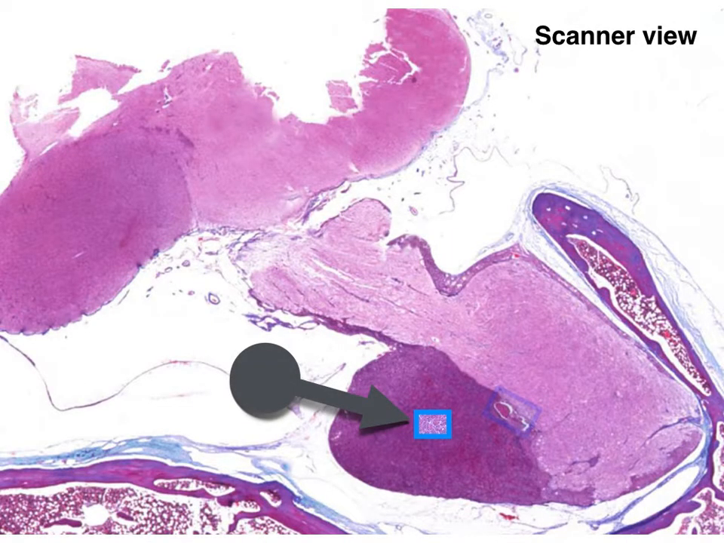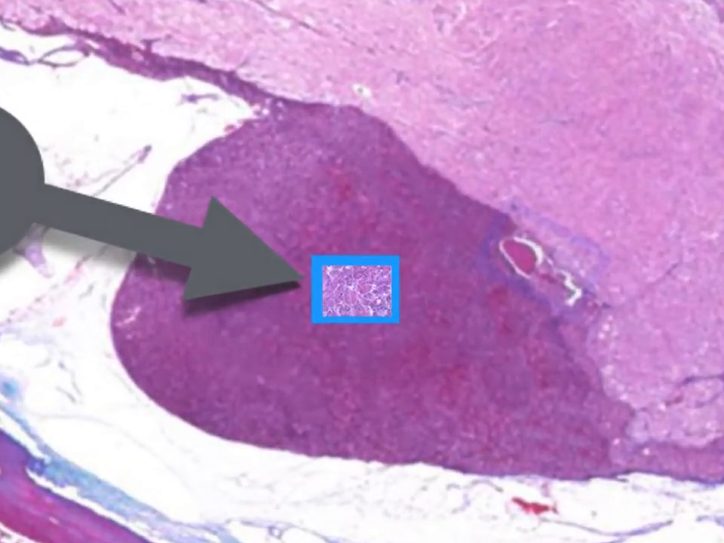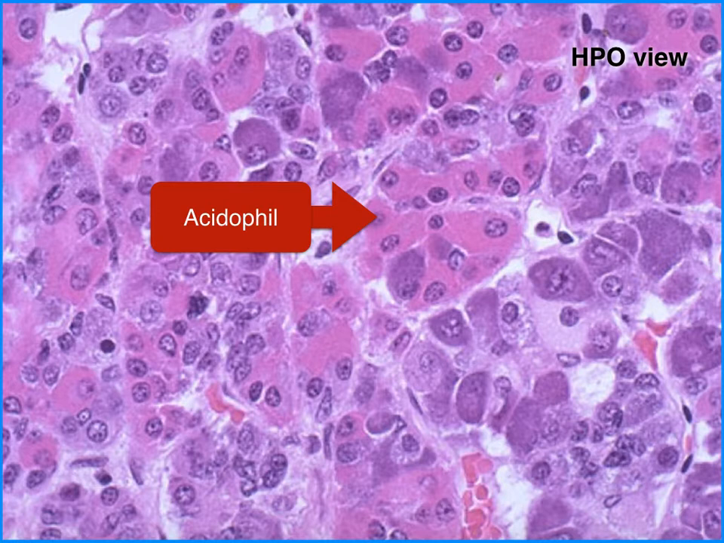Now, let's move to the part of the anterior pituitary gland called the pars distalis. At high magnification, three types of cells are visible. The first is the acidophil, as shown by the red arrow. The acidophils appear as cells with pink cytoplasm and dark nuclei. These cells secrete growth hormone and prolactin.